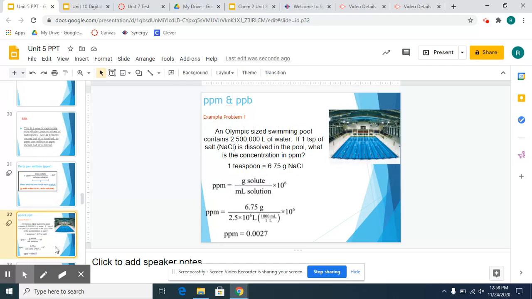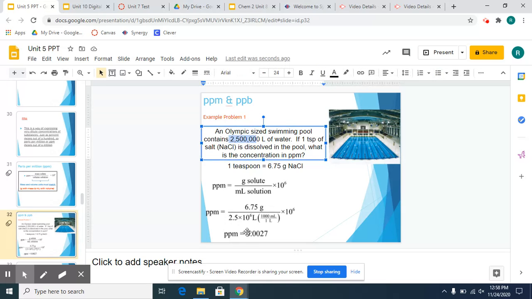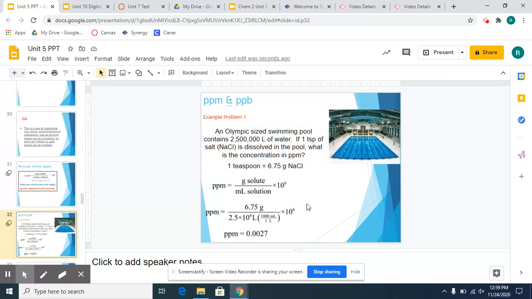So here's an example. An Olympic-sized swimming pool contains 2,500,000 liters of water. If 1 teaspoon of NaCl is dissolved in the pool, what is the concentration in ppm? So we know 1 teaspoon is 6.75 grams. So that's going to go with our grams, 6.75. And then we need to change that to milliliters, which they did right here, times 10 to the 6. Plug that in and you get your answer.